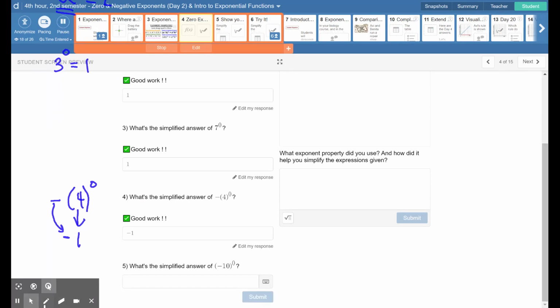Now number 5 is different because the negative sign is included inside the parenthesis. So that negative sign is included. So this whole thing is grouped together. That whole number is grouped with a 0. So that is why you get a positive 1, because the negative is inside the parenthesis.